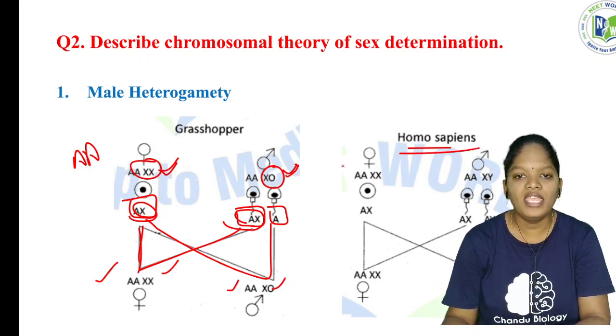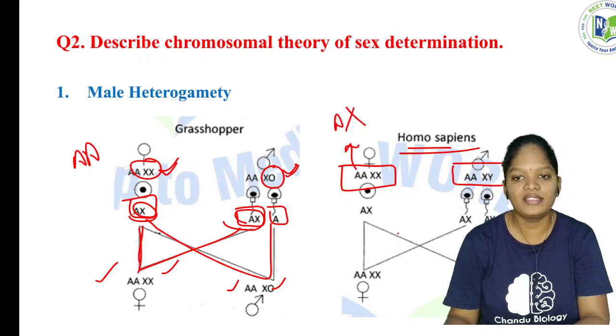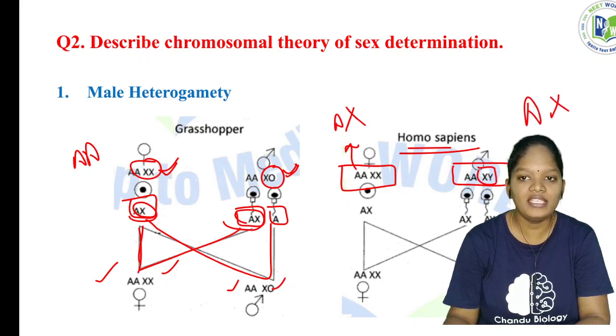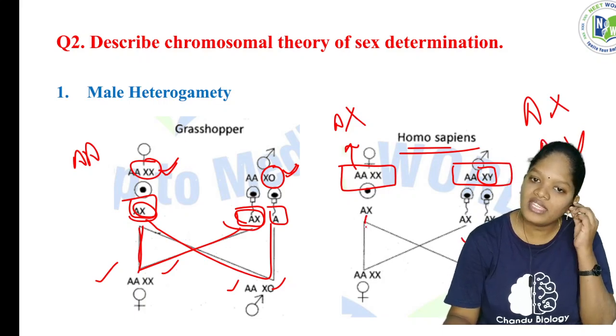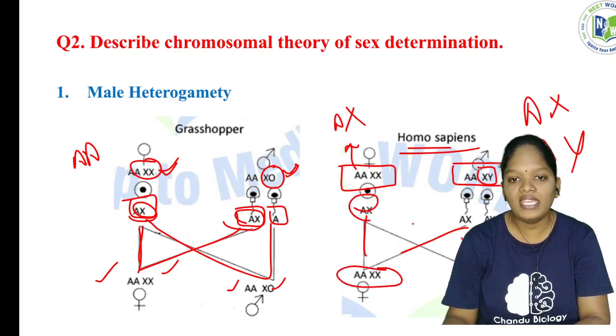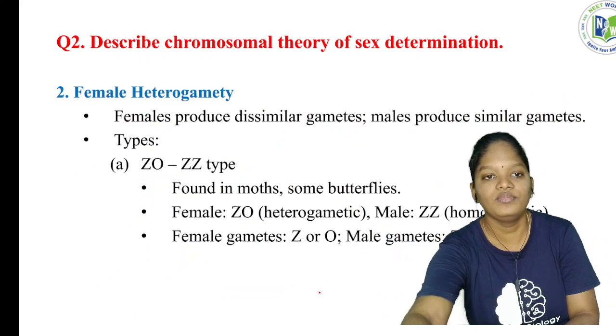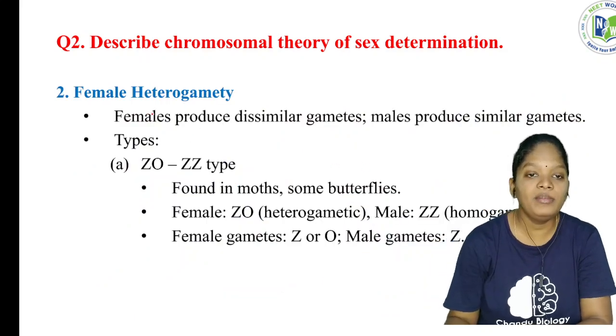Homo sapiens: AAXX and AAXY. As both are A, we take one A, and both are X, we take one X. But here it will be different gametes, so we can say AX and AY. So two gametes are present. If it is AX and AX, again it gives rise to AAXX. This is AX and this is AY, so it gives rise to AAXY, and this will be the male.